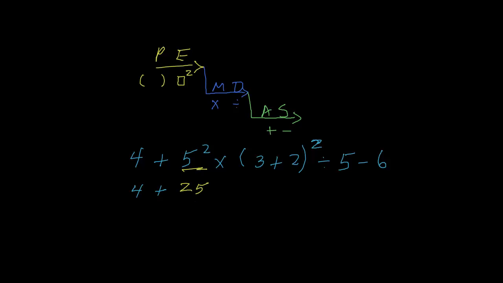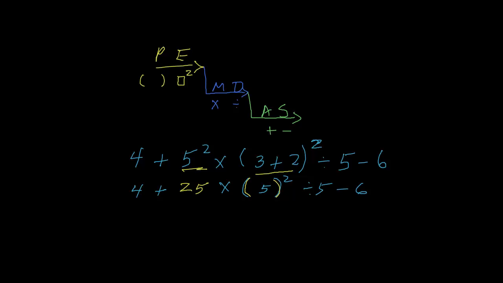All right, times, now this grouping symbol, we have to combine these guys first. So 3 plus 2 is 5, that's squared, and then we have our divided by 5 minus 6. Now it's not a big deal, but I'm going to go ahead and put this guy in parentheses, group this parentheses so that we'll know that we performed this operation to get that 5, the result of this priority grouping that we have here.